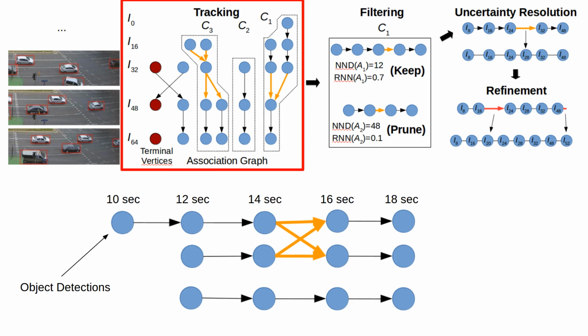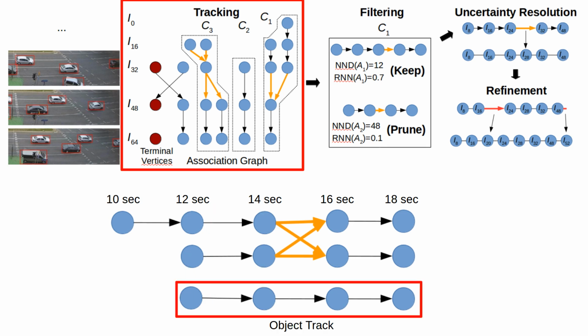The output of initial tracking is a graph like this. All of the blue circles are object detections, and each column of circles are the detections from one video frame. So for example, this red column consists of detections at the frame 12 seconds into the video. Edges connect detections of the same object. So this sequence of detections at the bottom is actually just an object track.